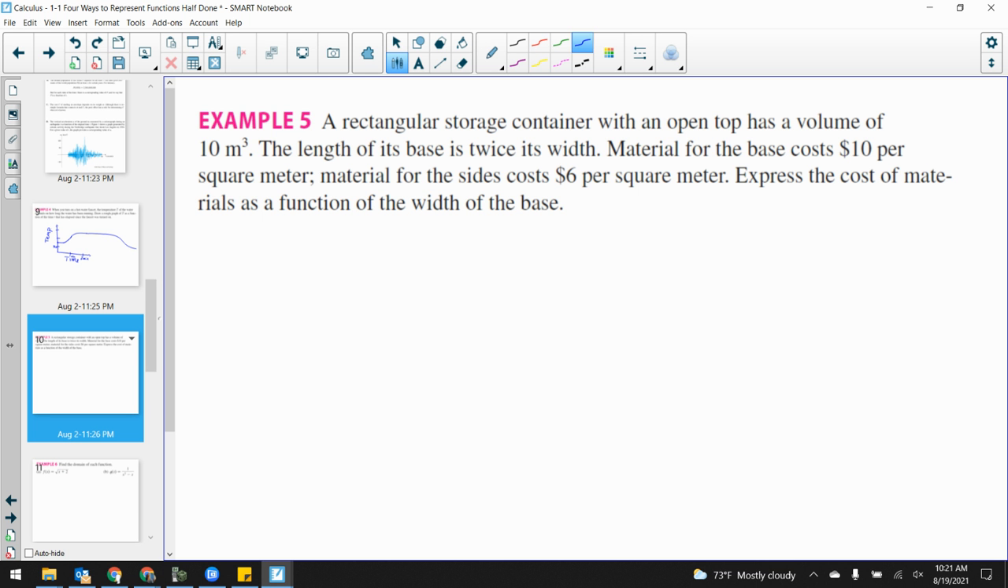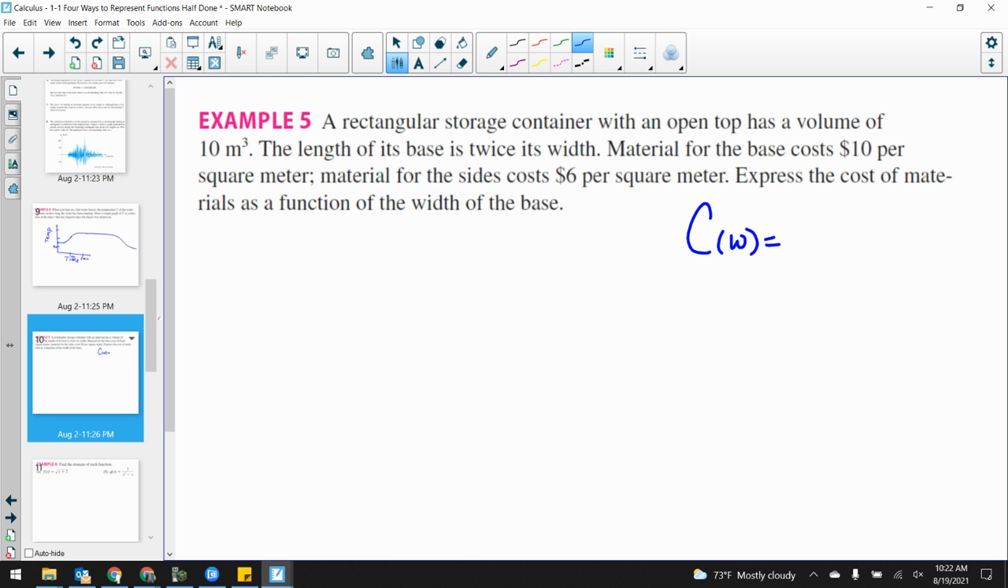Express the cost of materials as a function of the width. So in the end, I am going to have cost as a function of width. That means in my equation, I should only have width as my variable. And the end result should give me an equation that's going to generate cost. When I plug in the width, it's going to give me cost.